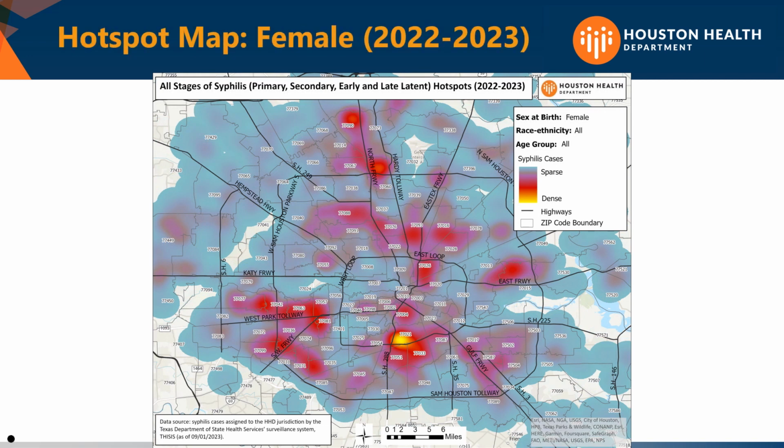Here we're looking at female groups. Notice the trends are significantly different. There's a higher proportion, or higher density, in southern Houston. Other areas such as 5th Ward and Southwest Houston are also greatly affected, and similar hotspots up north.